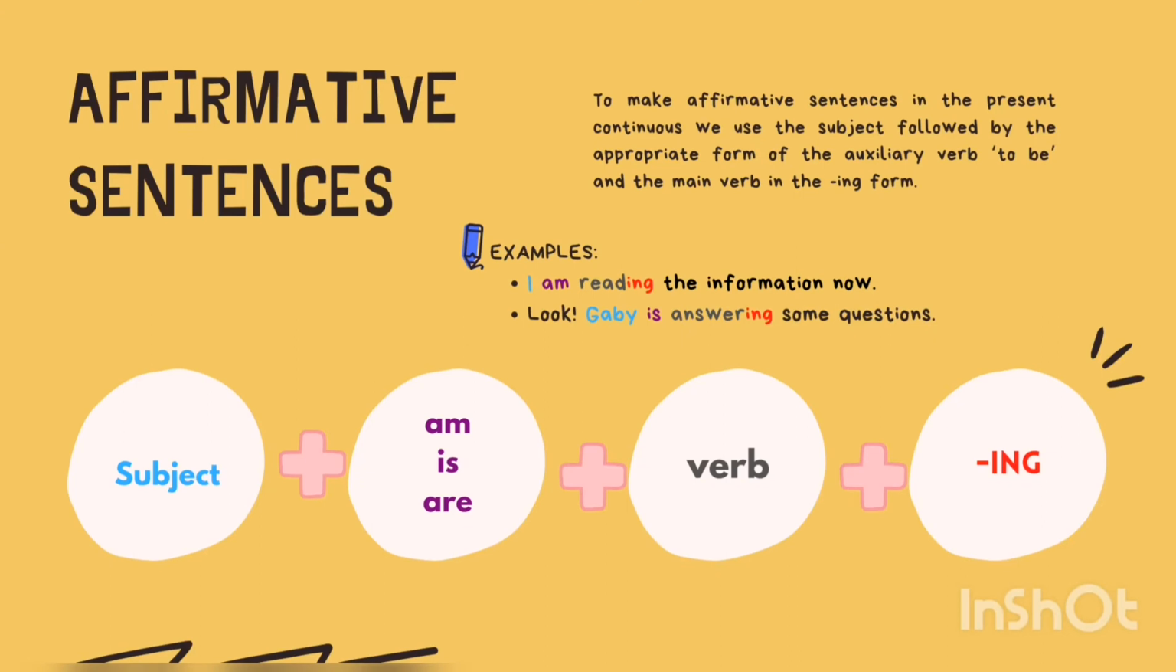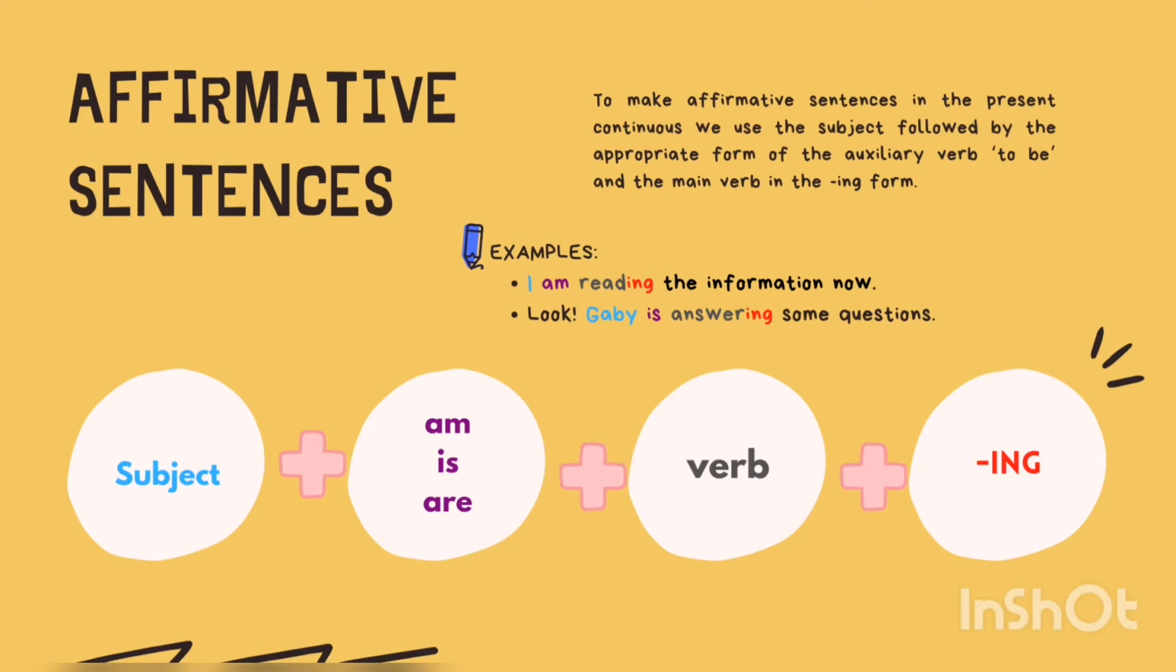In the present continuous, there are different structures of each sentence. One of these is the affirmative form. To make affirmative sentences in the present continuous, we use the subject followed by the appropriate form of the auxiliary verb to be and the main verb in the ing form, following the rules and exceptions already explained. For example, in the statement, I am reading the information now, the subject is I, accompanied by the verb to be, am, and the main verb is in its ing form, reading.